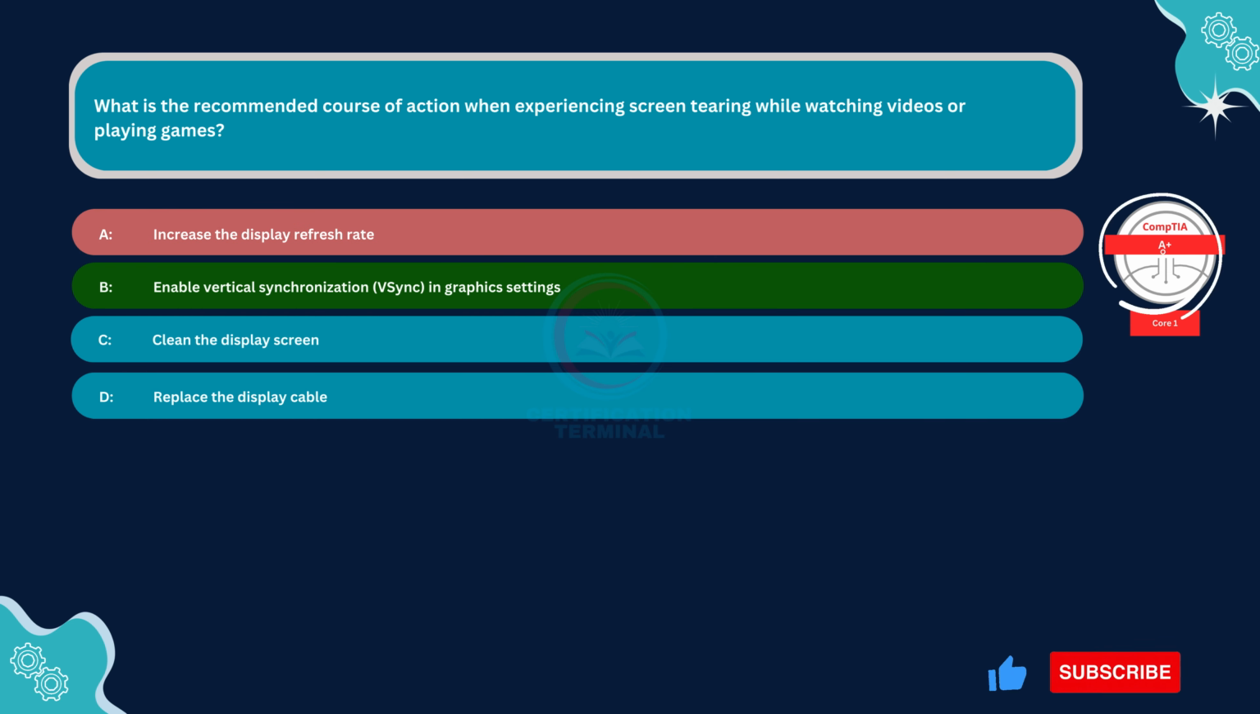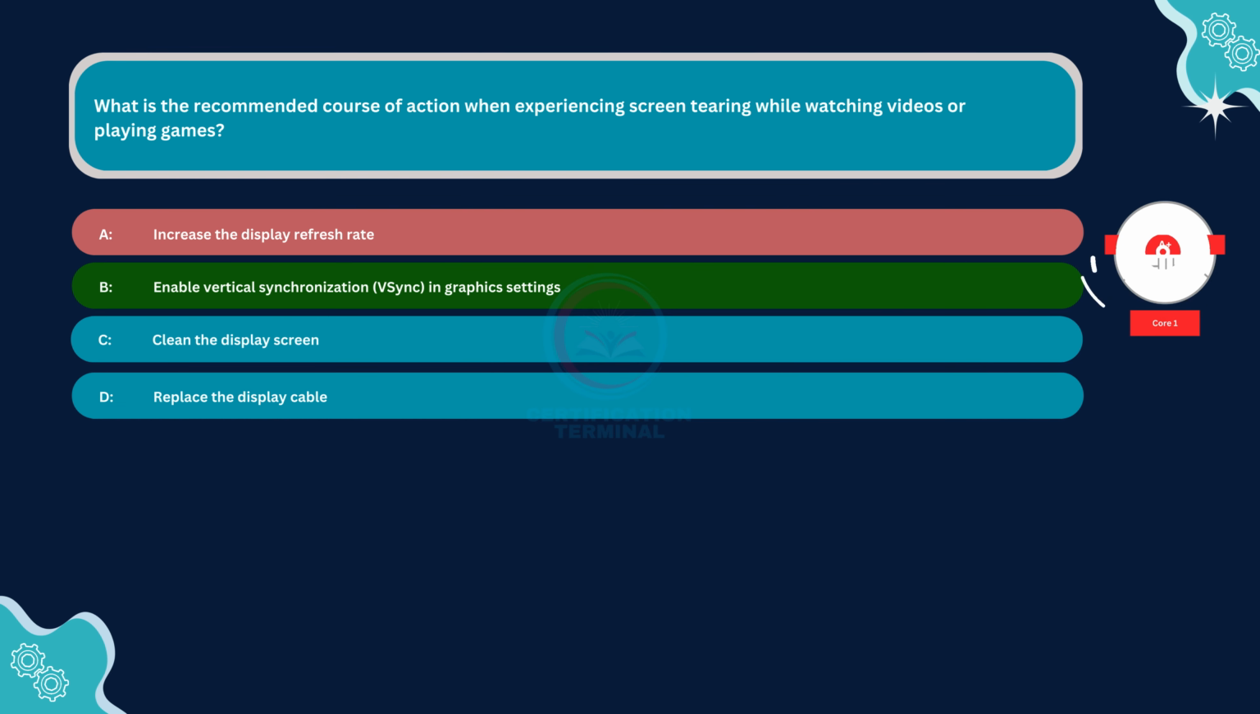Option A, increase the display refresh rate, is incorrect. While increasing the display refresh rate may help improve overall visual smoothness, it may not directly address screen tearing issues. Screen tearing occurs when the display refresh rate is out of sync with the frame rate of the graphics being rendered. Simply increasing the refresh rate without synchronizing it with the graphics output may not resolve the issue and could potentially exacerbate it by introducing more tearing artifacts.